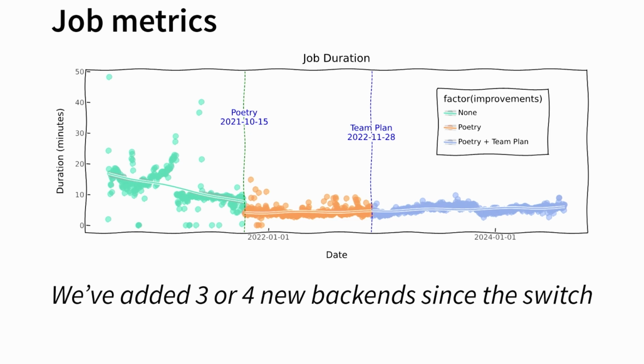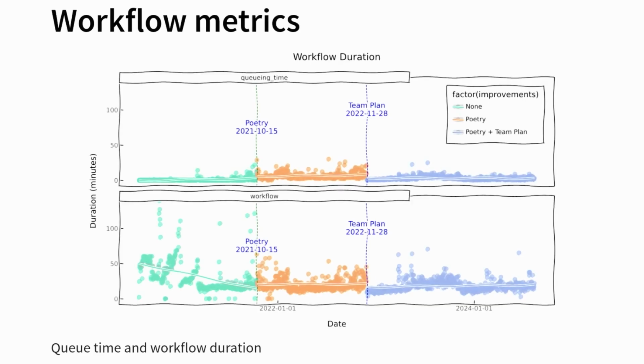So that's jobs. What about workflows? For workflows, we've got queuing time, which is very important. It's a good measure of basically how long your individual jobs are waiting to run, right? And you might be like, oh, before poetry, things were better. And it's only because we just weren't running that many jobs, right? But the ones that we were running, you can see in the plot below, the workflow duration, they were all over the place, right?